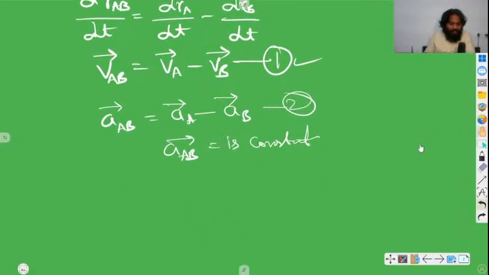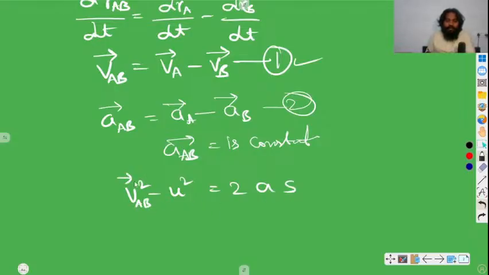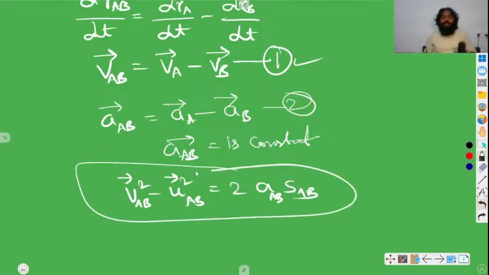All the four equations you can use, and you can find out how. For example, v square minus u square is equal to 2as, V_AB square, U_AB square, 2 a_B s_AB, right? So like that you can use equations of motion and find out the physical quantity you want.